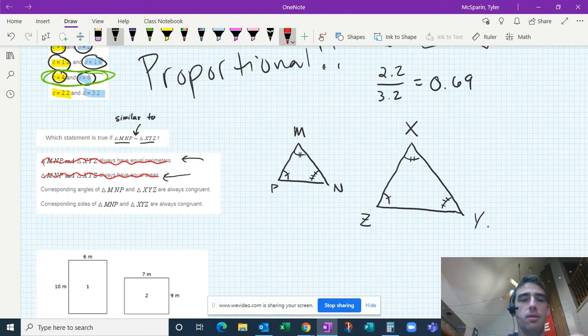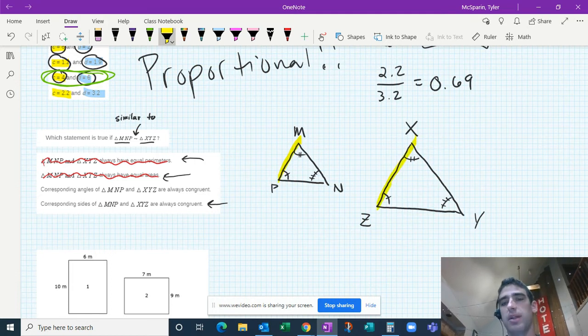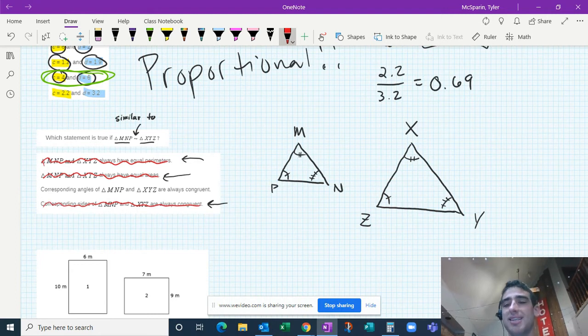You might see this coming, but let's skip down to this one. Corresponding sides are always congruent. So that would mean that like MP and XZ are the same length. Well, that's clearly not true because, again, they're not the same size. So all three of these ones that we've marked off depend on the lengths of the sides. The side lengths are not the same.